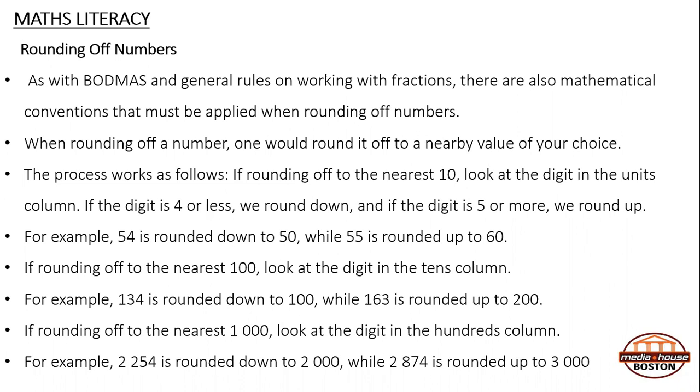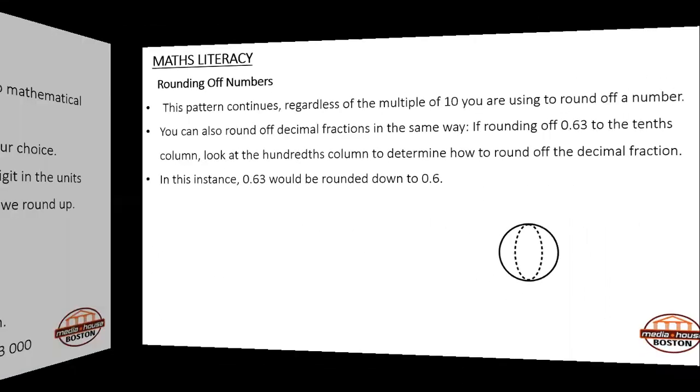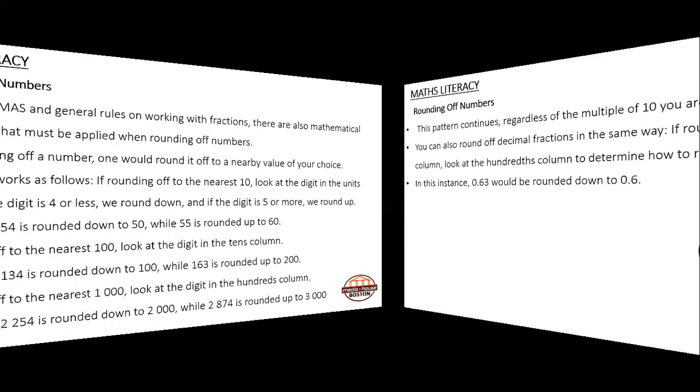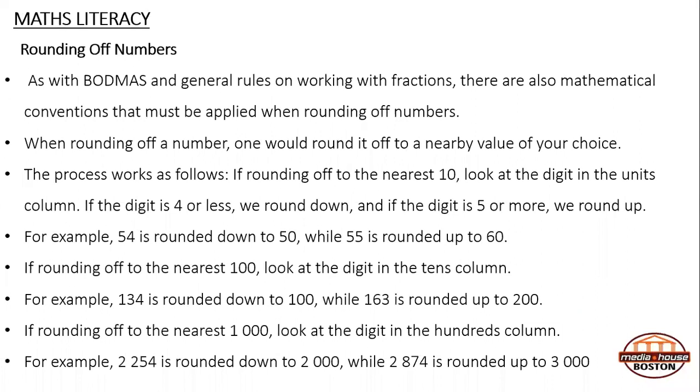If the digit is 4 or less, we round down. If the digit is 5 or more, we round up. That's basically a key rule to understand. For example, 54 is rounded down to 50 because we're at 4 or less, while 55 is rounded up to 60 because we're at 5 there. If rounding off to the nearest 100, you look at the digit in the tens column.